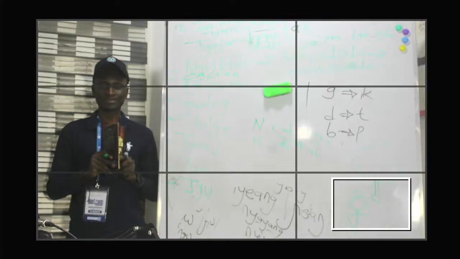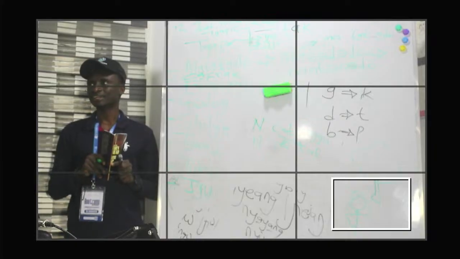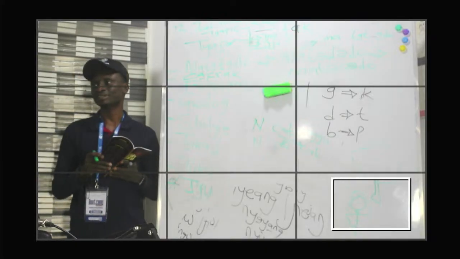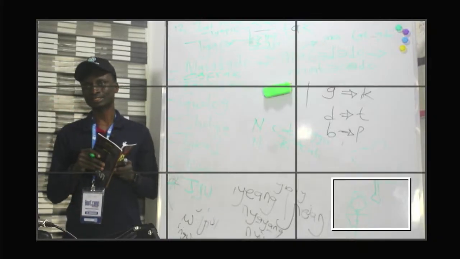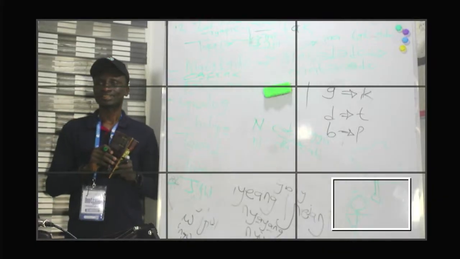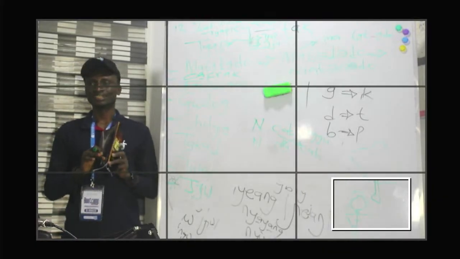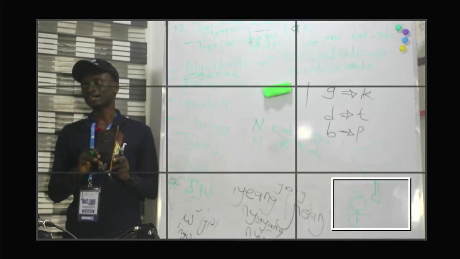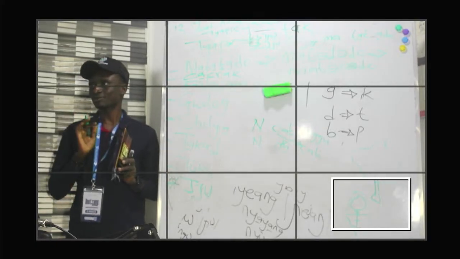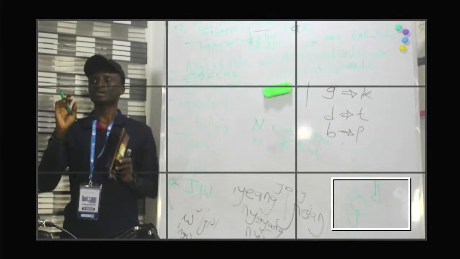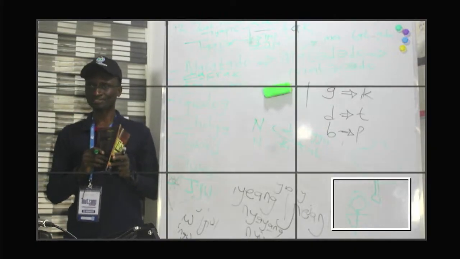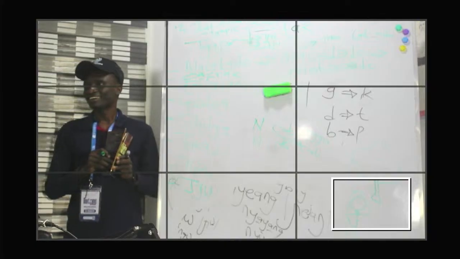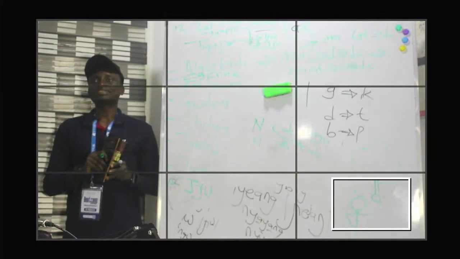Number 7. Right? Nyang. Scorpion. Okay, nyang. Nya. A. Ng. Just 3 sounds. Nyang. And then number 8, right?